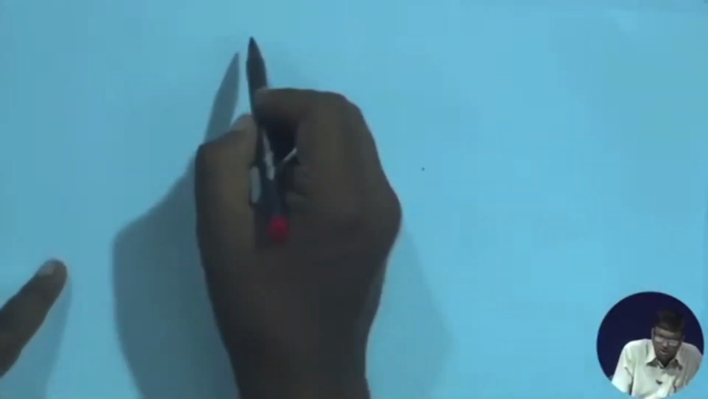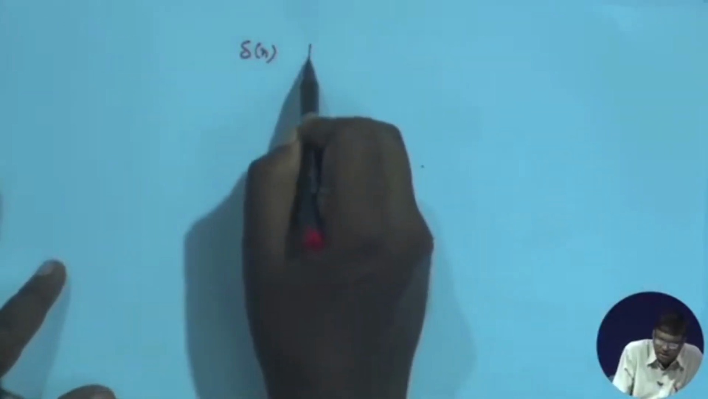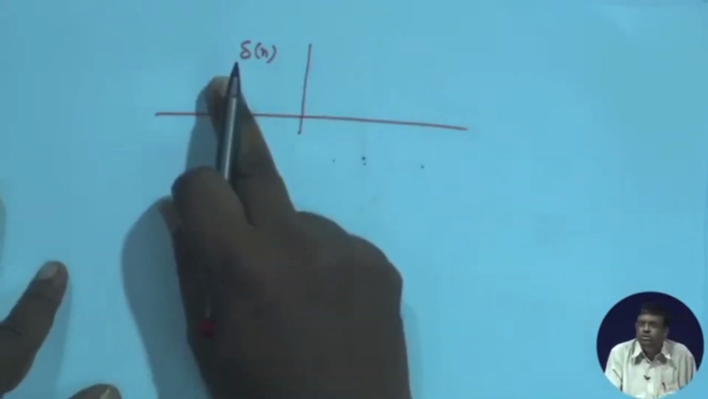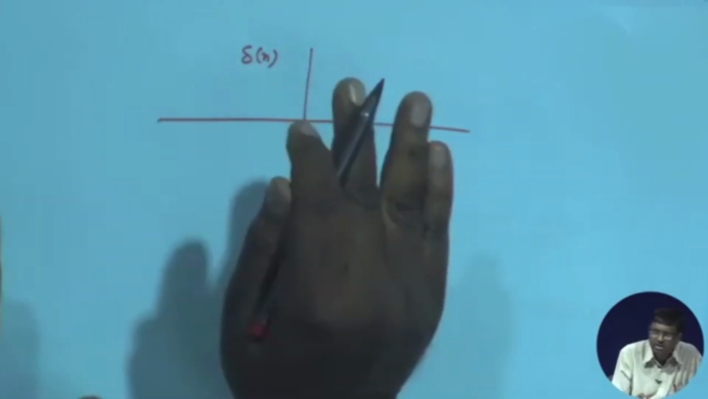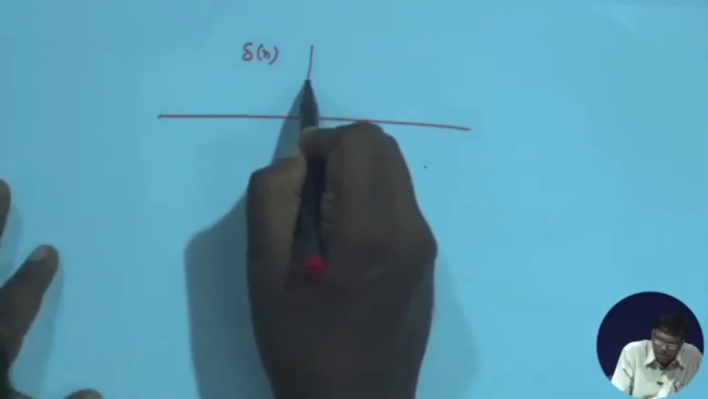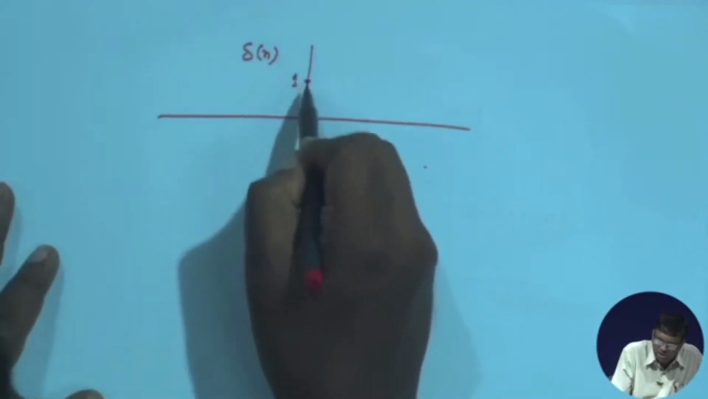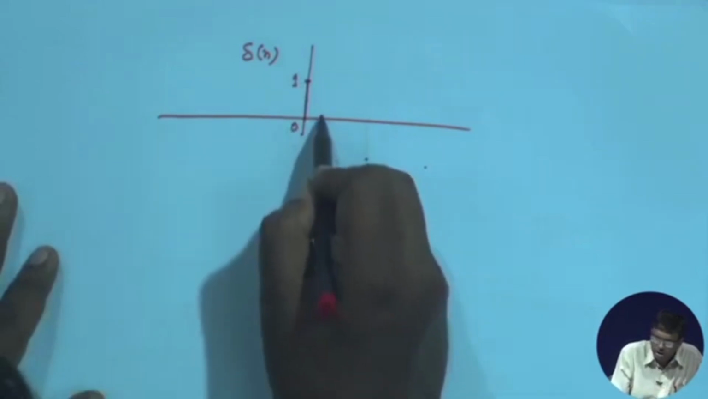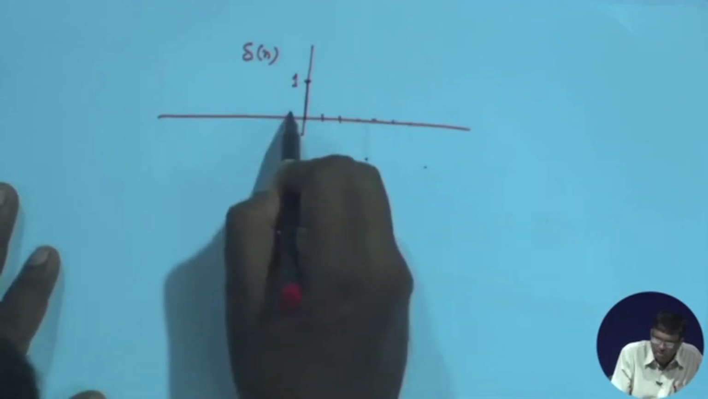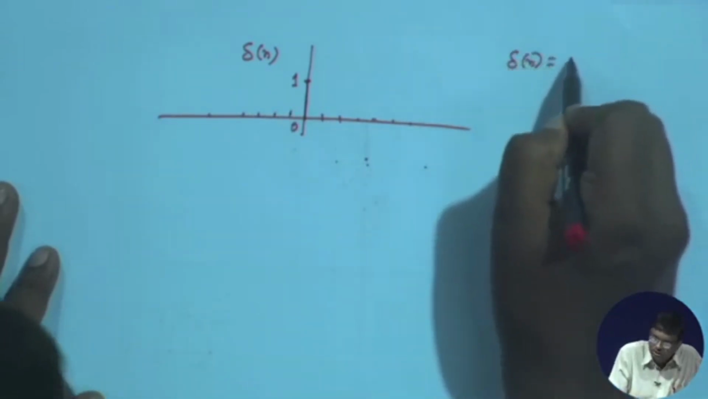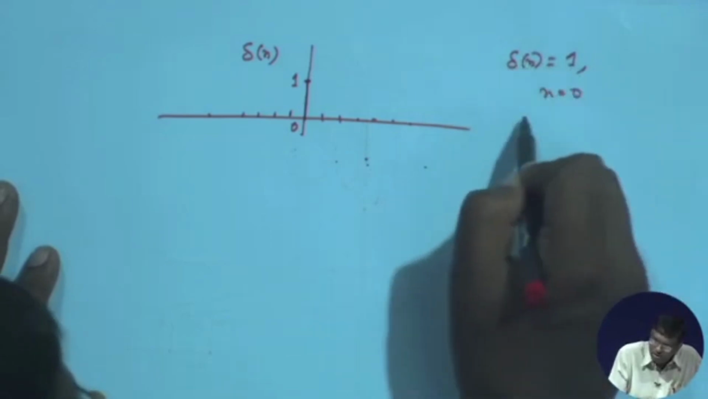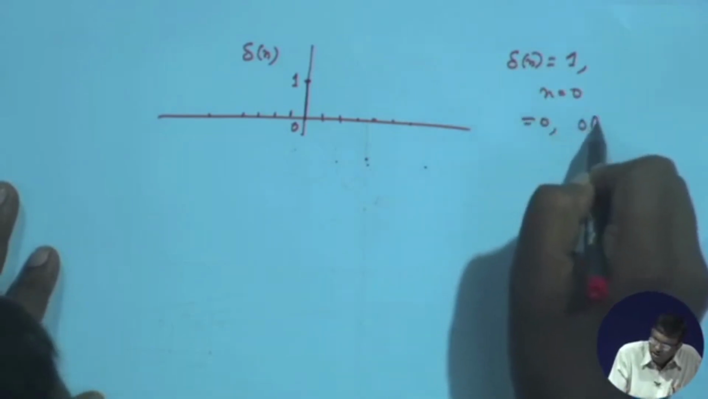Having said this, there are some important basic sequences which you should know. One is called delta[n]. Now, this delta has nothing to do with the Dirac delta function in analog signal processing. We borrow the same symbol, but its definition is purely on its own here. It is a sequence which has value equal to 1 at n equal to 0, otherwise it has all 0 values everywhere. So, delta[n] is equal to 1 for n equal to 0 and equal to 0 otherwise.